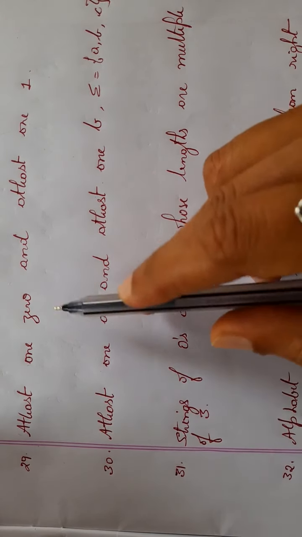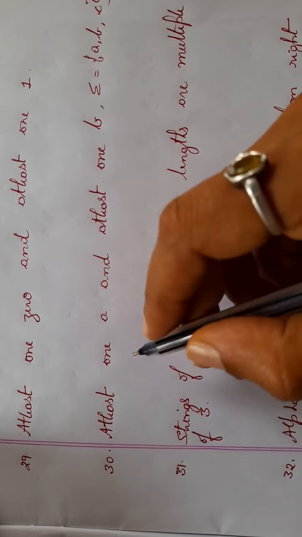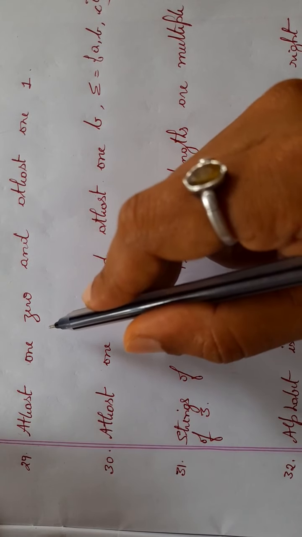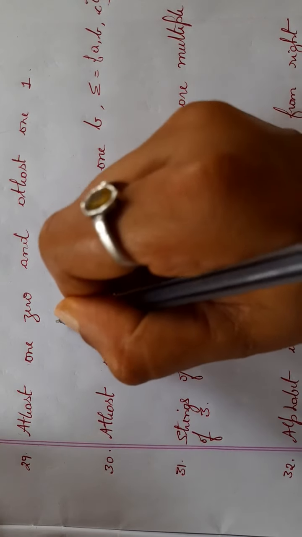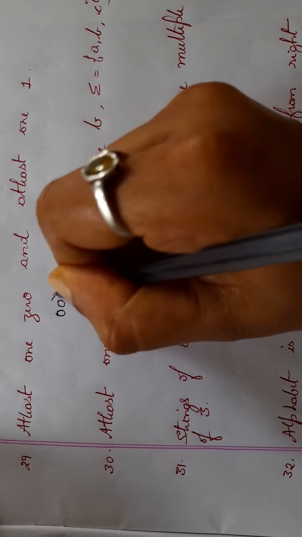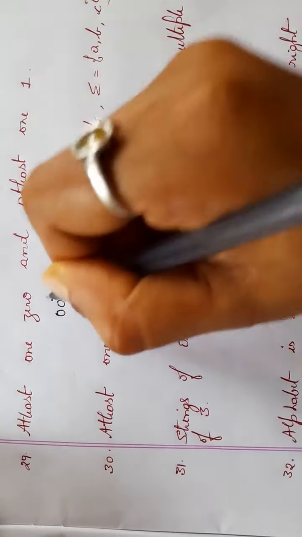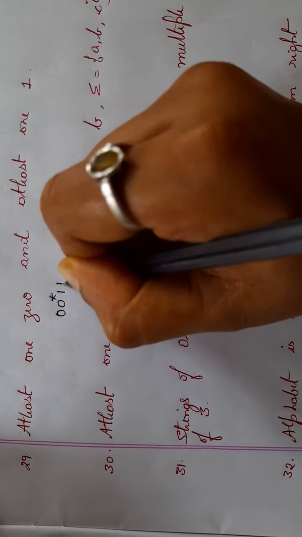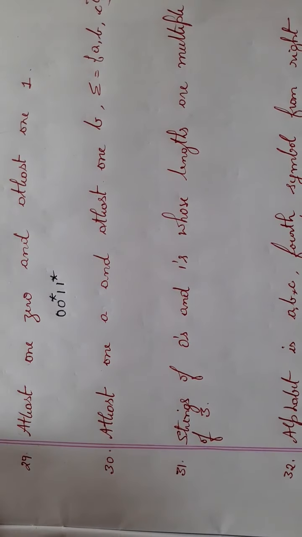At least 1, 0 and at least 1, 1. Similar problem I had solved before. You can write any number of regular expressions for the given language, so you can write it in your own way. Right now what I'll write is at least 1, 0, 1, 0 and then 0 or more occurrences. At least 1, 1 and once again 0 or more occurrences.